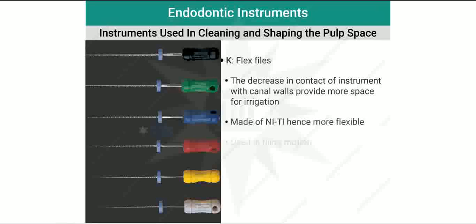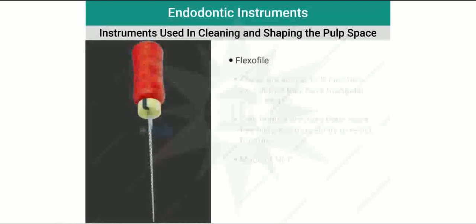Next, Flexofile. These are similar to K-flex files except that they have a triangular cross section. This feature provides more flexibility and thus the ability to resist fracture. These are also made of nitinol.